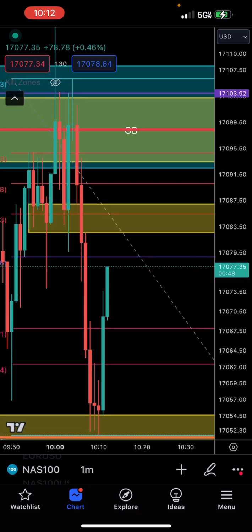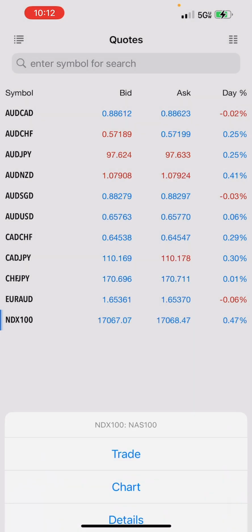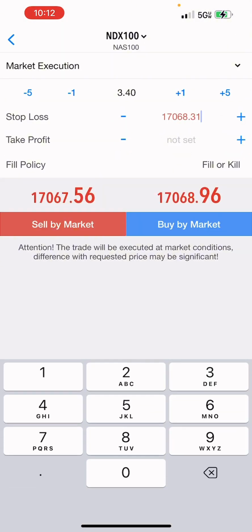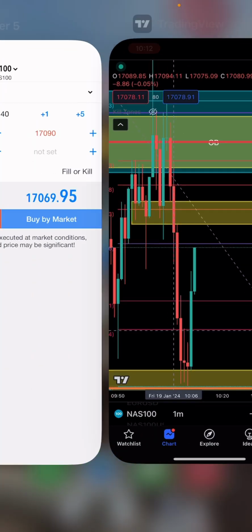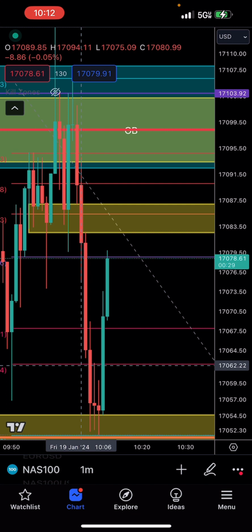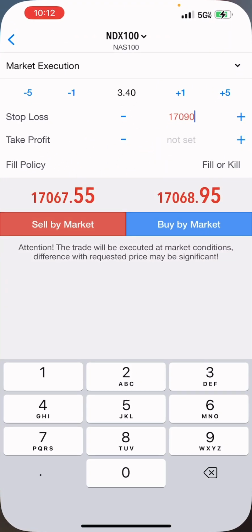I'm going to remove this. I may even add to my position. Don't judge me. I know this might be a little stupid, but I may add. Stop loss 790. All right. Oh crap, actually stop loss would be 7115.